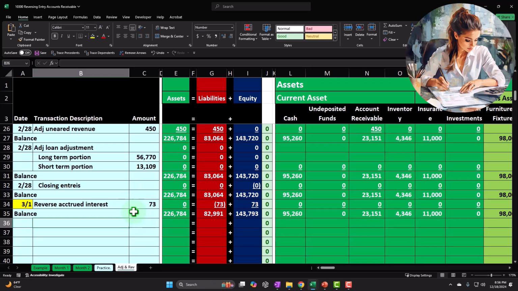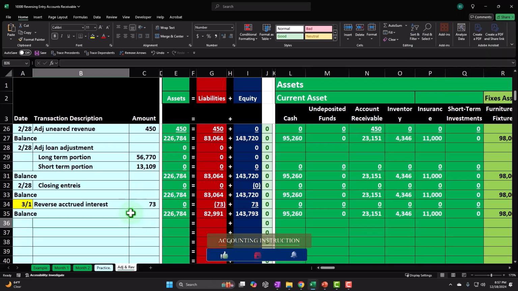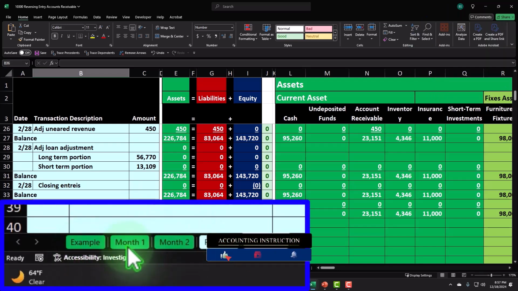If you do have access to this workbook, though, there's 5 tabs down below. Example, in essence, the answer key. Month 1, first month of operations. Month 2, second month of operations. The practice tab, having pre-formatted cells, so you can practice the practice problem with less Excel formatting.